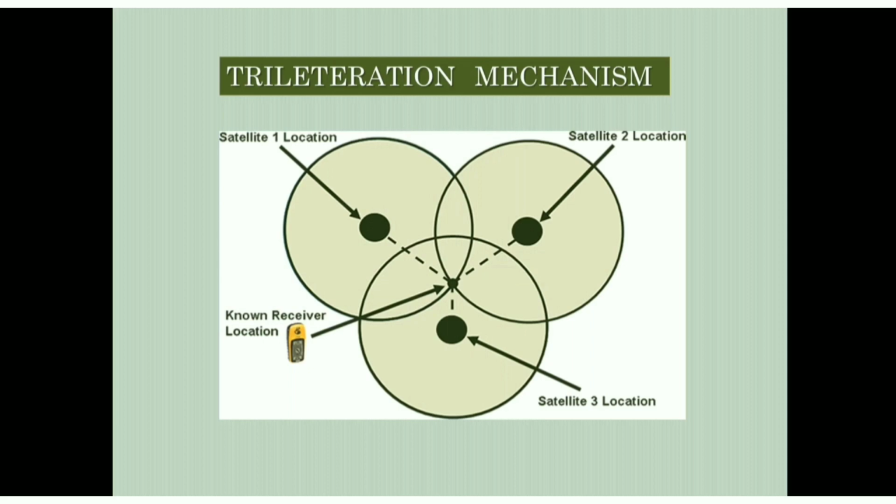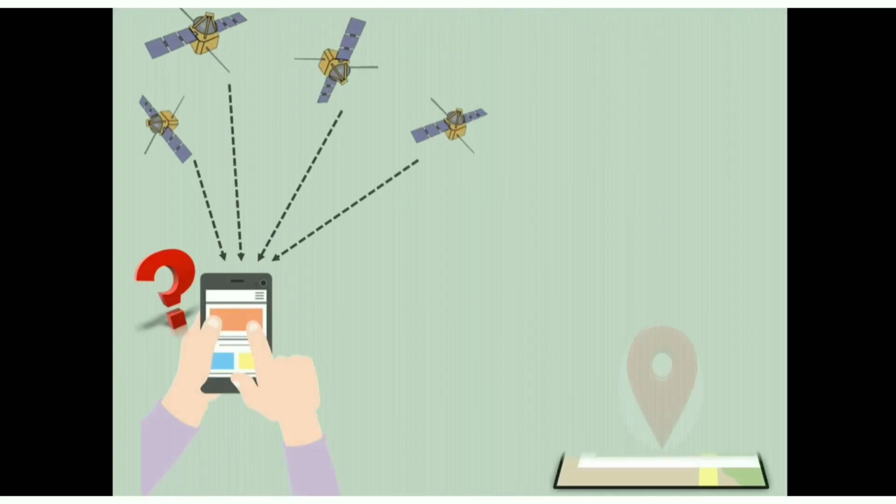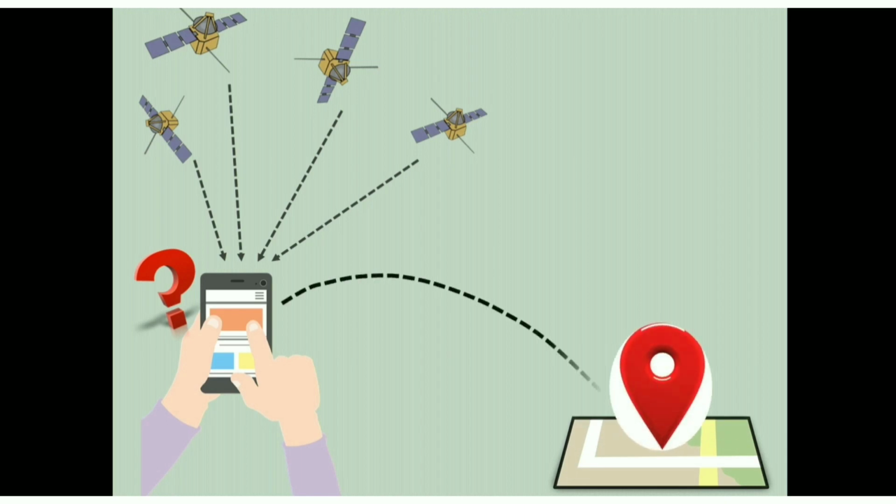Well, what is the trilateration mechanism? When you turn on your GPS or use your GPS, there are always a minimum of 4 satellites available on top, because these 4 satellites help you to locate in all dimensions, whether it is 2D or 3D. Now I will give you one example.